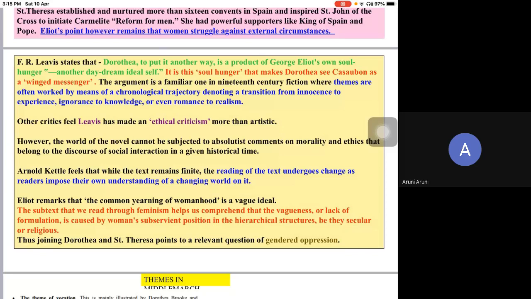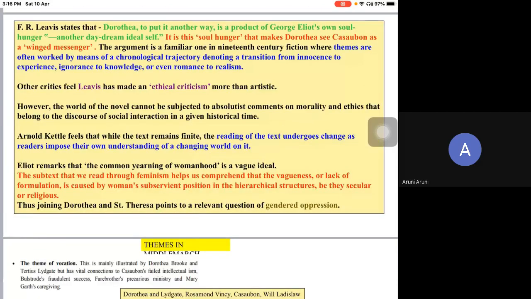So other critics feel Leavis has made an ethical criticism more than artistic. F.R. Leavis talking about soul hunger, other critics feel that this is more about ethics rather than an artistic criticism. The world of the novel cannot be subjected to absolutist comments on morality and ethics that belong to the discourse of social interaction in a given historical time. We cannot have absolutist comments like this is correct, this is not correct, this is something that can be done, this is something that cannot be done. It does not happen like that in real life, right? So we cannot subject the novel as a work of art to absolutist moralistic comments about ethics.